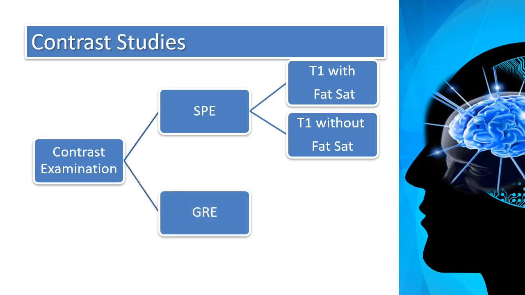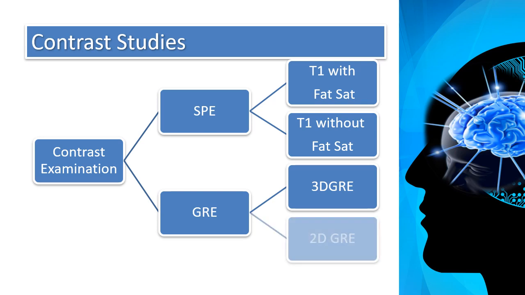While for the gradient sequence, we have two sequences, 3D gradient T1 and 2D gradient T1 sequence. In body imaging, we prefer the 3D gradient sequence. The 3D gradient sequence is preferable for body imaging. Why? Because it's faster, shorter in time, and has more sensitivity than T1 in the detection of contrast enhancement.